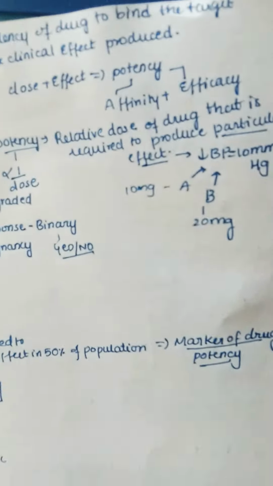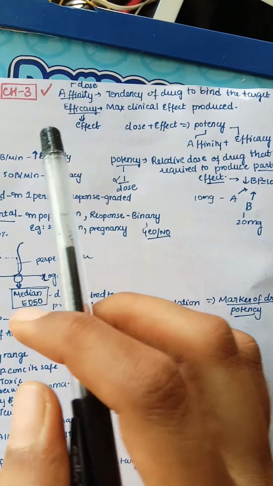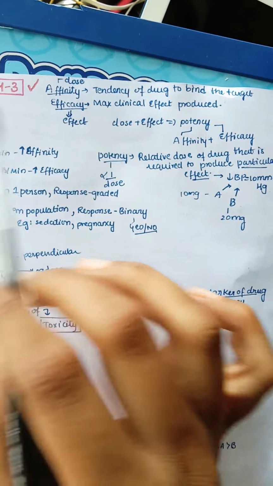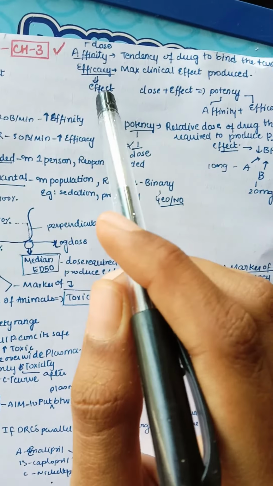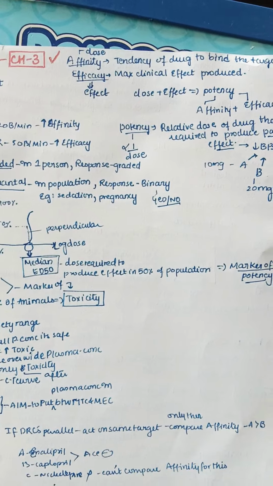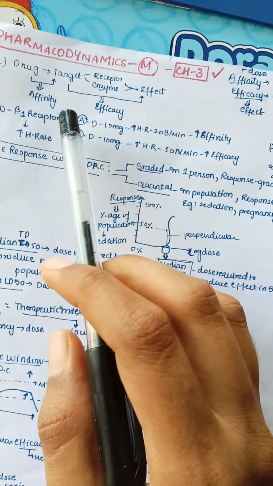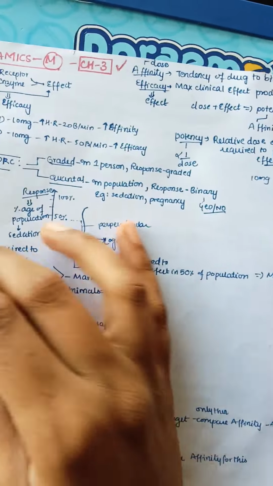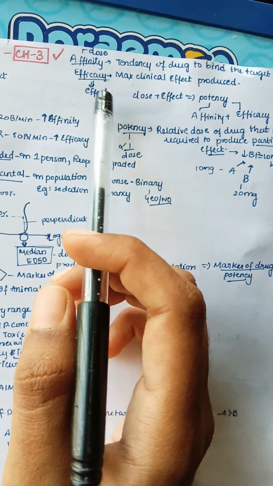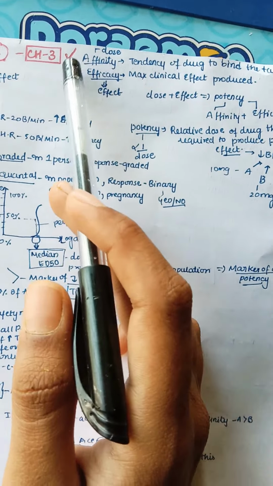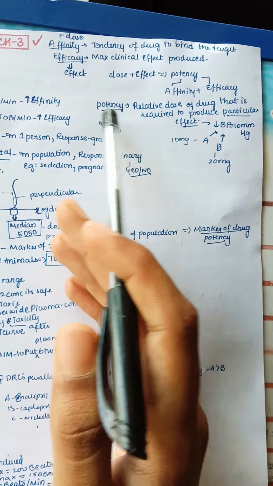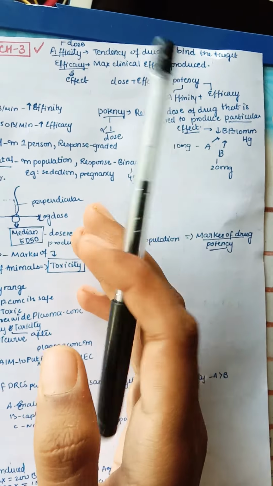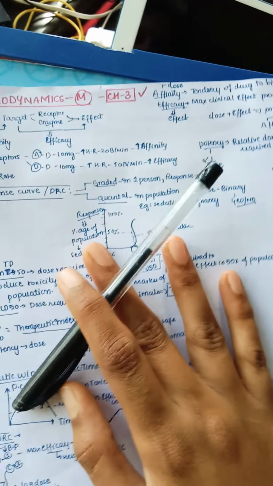So let us understand it in the form of definition. Affinity is nothing but dose, that is the tendency of the drug to bind the target, that's it. And efficacy means the maximum clinical effect which is produced, because efficacy means what kind of effect the target is finally showing after the drug is bound. So efficacy mainly denotes effect and affinity mainly denotes dose. If we combine both together, that is dose plus effect, both affinity and efficacy together form the potency. We'll see the potency definition later.